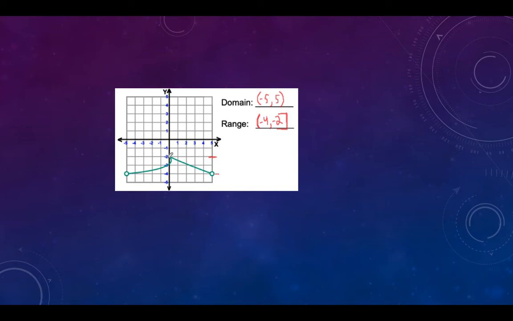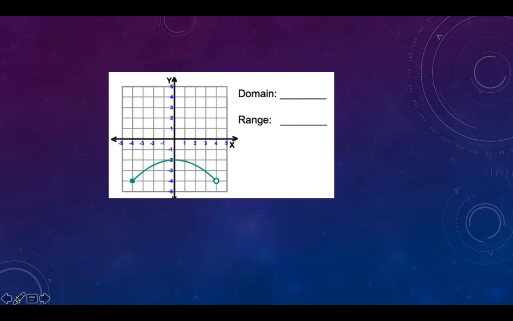Okay? So let's do another one. So domain. The smallest it can go is negative 4, but this time it's a closed dot, meaning it does go to negative 4 and it stops there. So it can equal negative 4, so I'm going to use a closed dot or a square bracket.